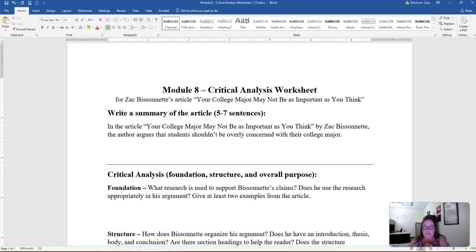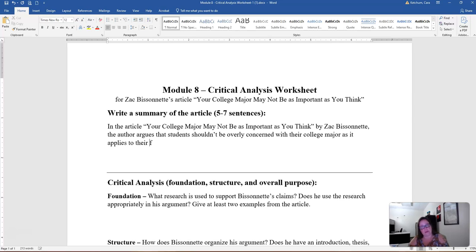Put it in your own words, and you don't want to use "you" or "your." So you can't state it like that. So in the article, "Your College Major May Not Be as Important as You Think," by Zach Bissonette, the author argues that students shouldn't be overly concerned with their college major as it applies to their future success. Say that. That's a pretty good first sentence because that is kind of what he's saying.